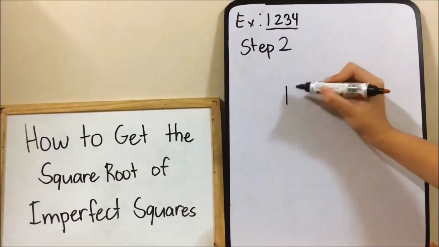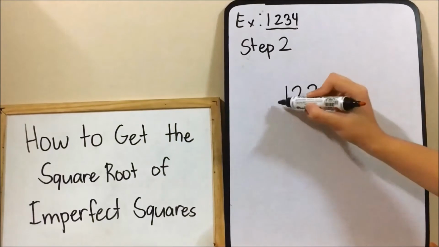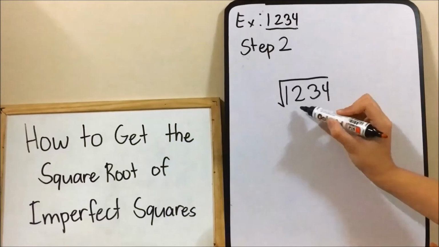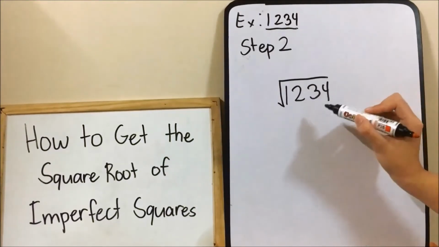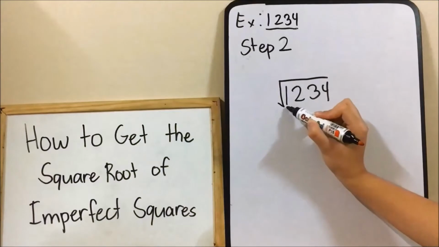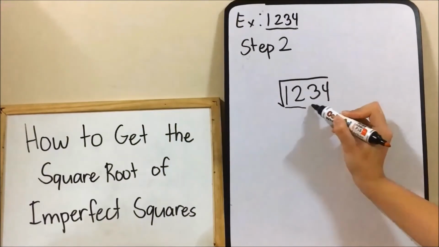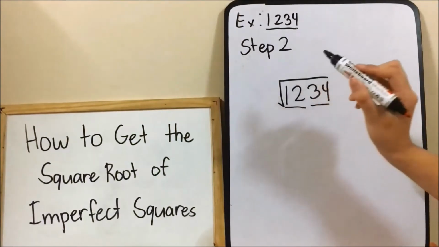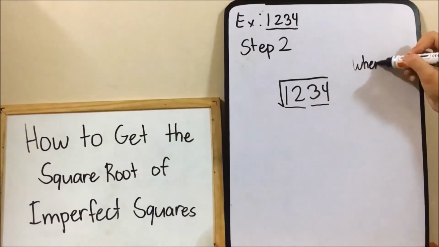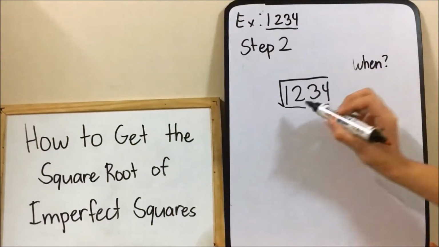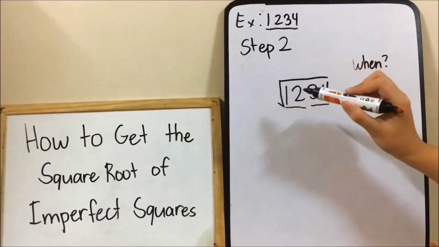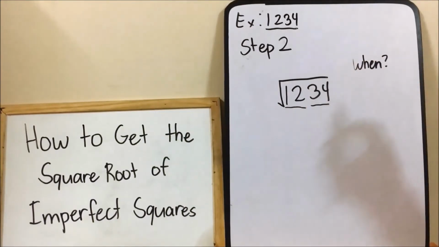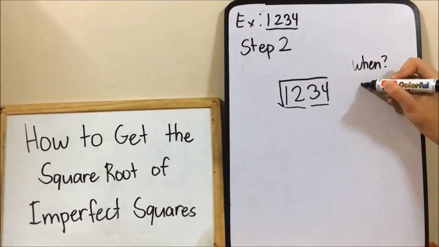For step number 2, each digit must have a pair. Since 1234 is a 4-digit number, each digit already has a pair. There will be no need to add a 0 in front of the number. When do we add a 0 in front of a number? We will only add a 0 in front of the number if the number of digits is odd, for example, 3 digits or 5 digits.